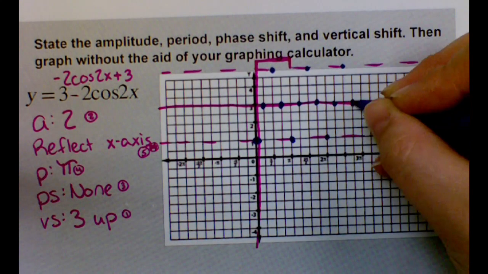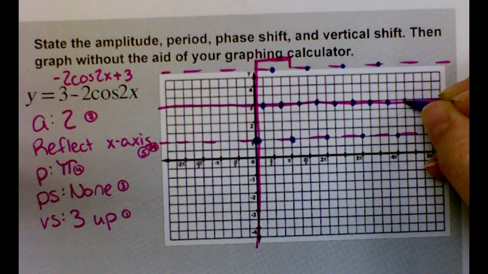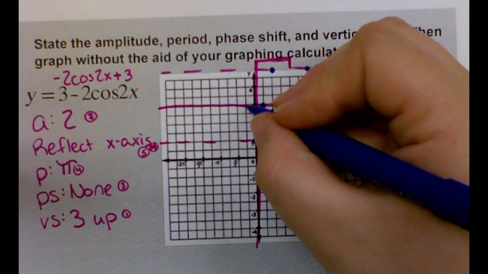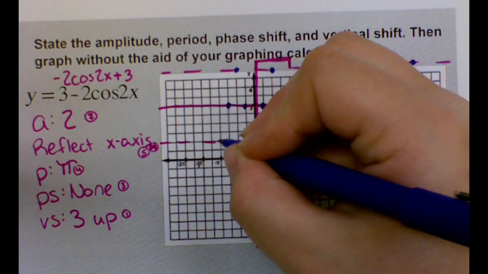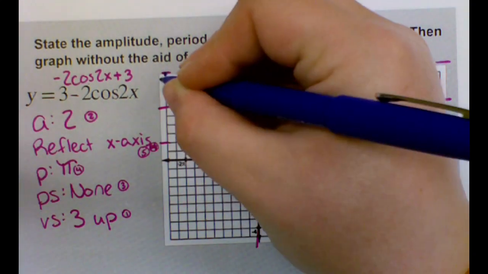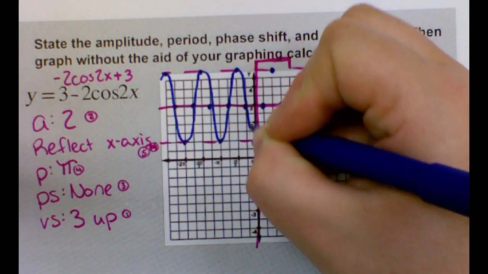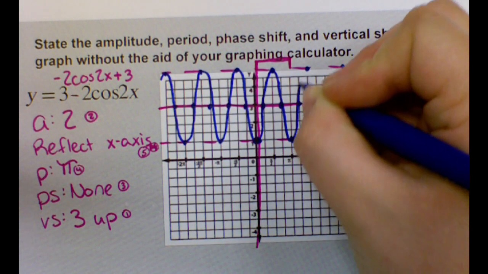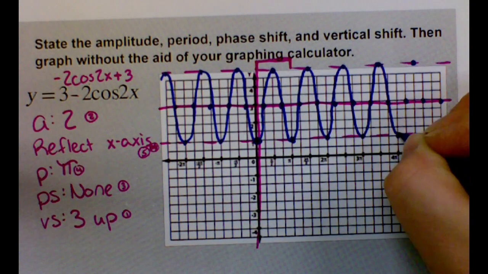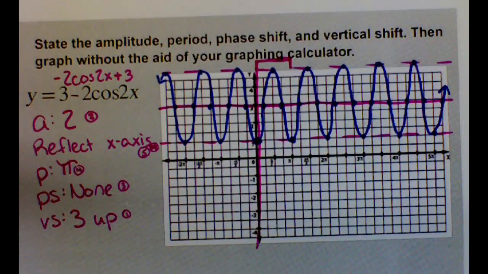Essentially, I'm going to draw in a new x and y axis for myself to use. And this side, following my pattern, up, down, and connect it. And there's our graph.